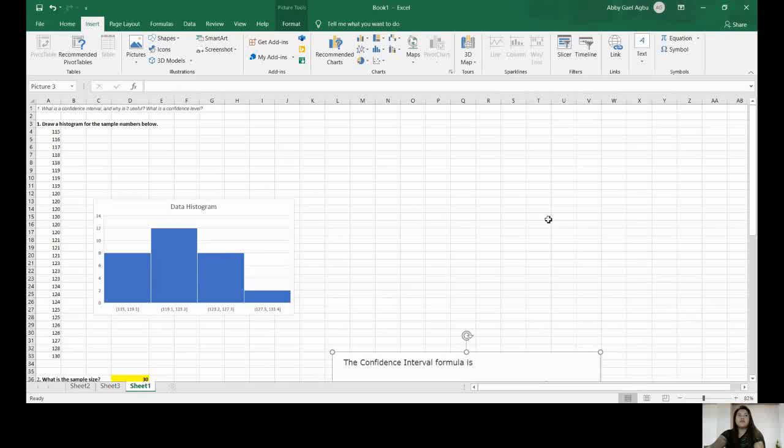For number one, what is the confidence interval? Confidence interval refers to the probability that a population parameter will fall between a set of values for a certain proportion of times. And why is it useful? It is useful in measuring the degree of certainty or uncertainty in a sampling method. It also helps express the uncertainty associated with a population parameter, such as the population mean or the population standard deviation.